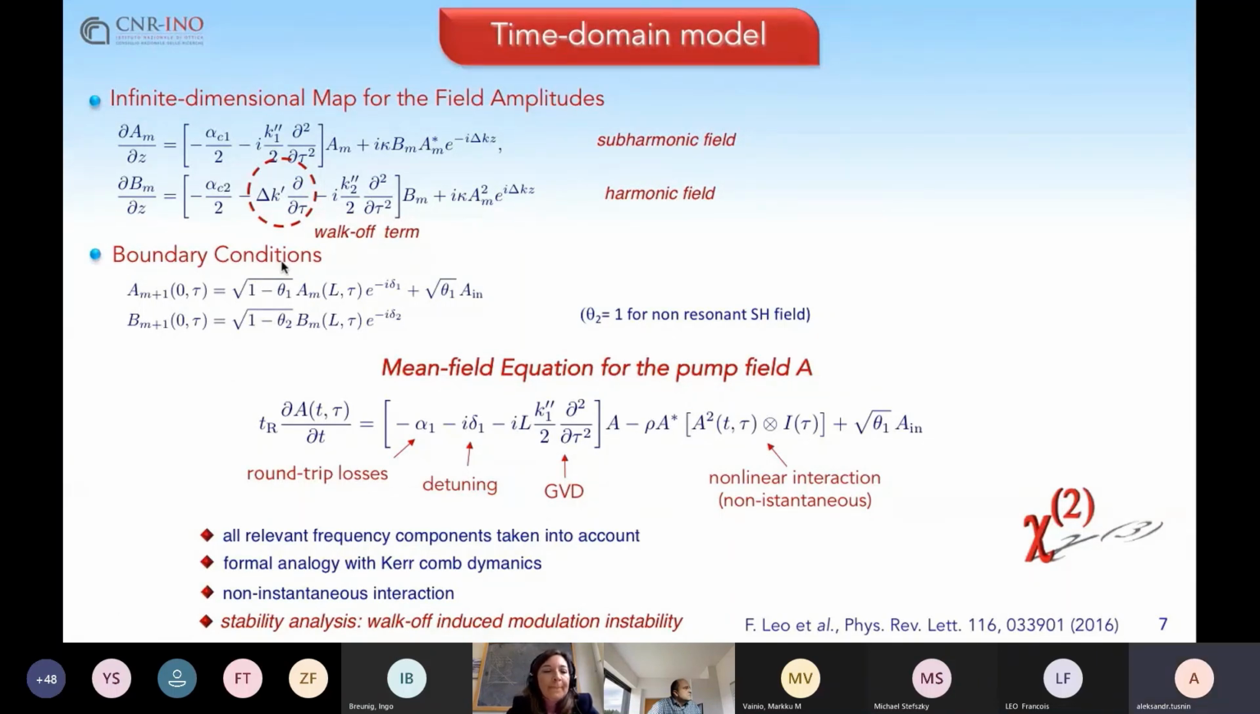Okay, it means that if theta2 doesn't equal 1, you cannot obtain a mean field equation for a single pump field. Yes.